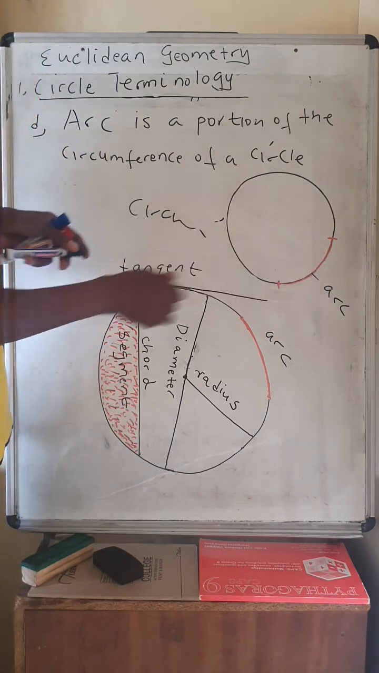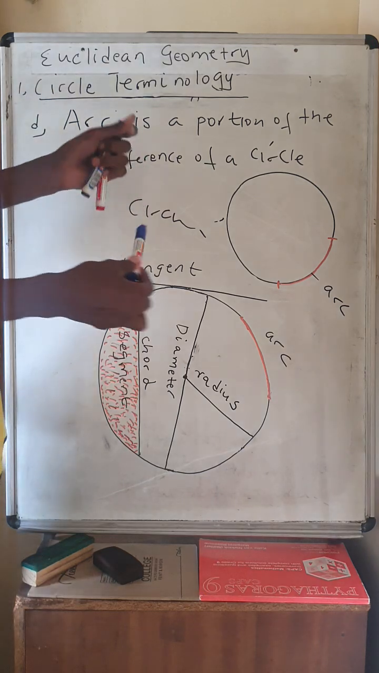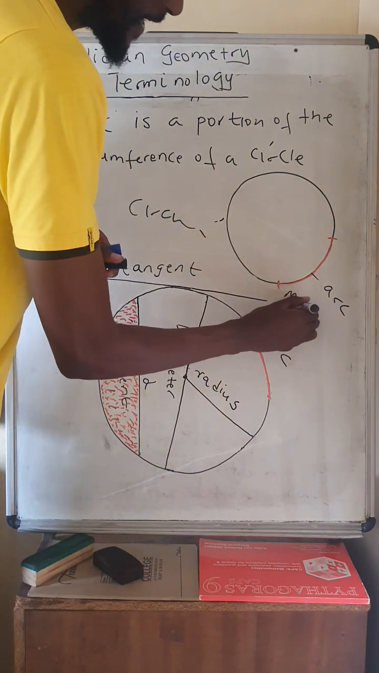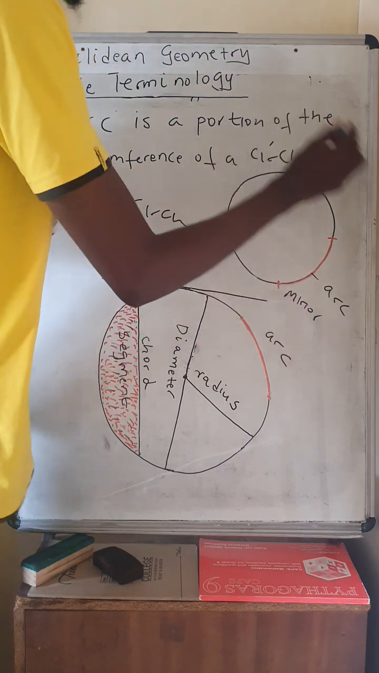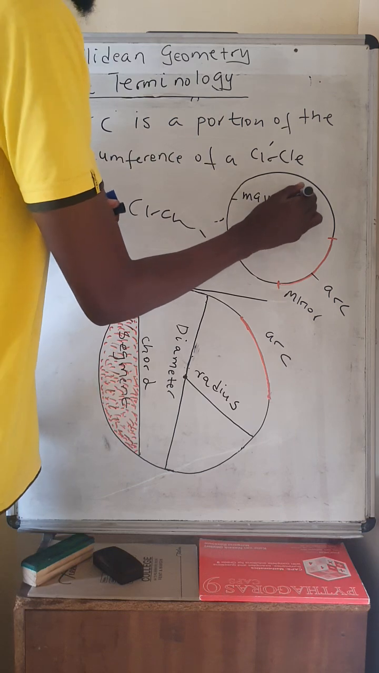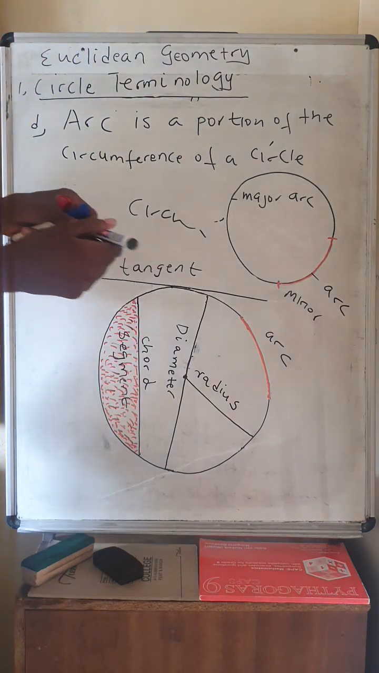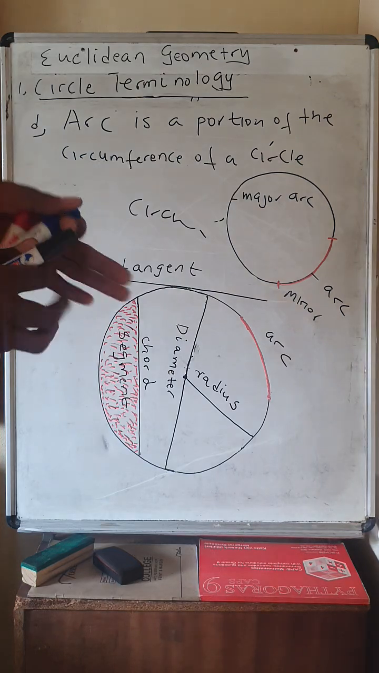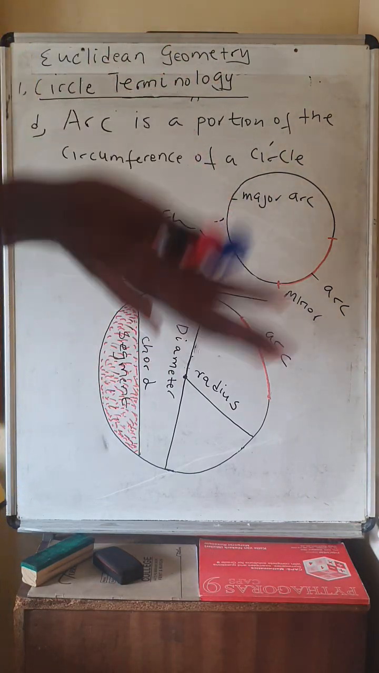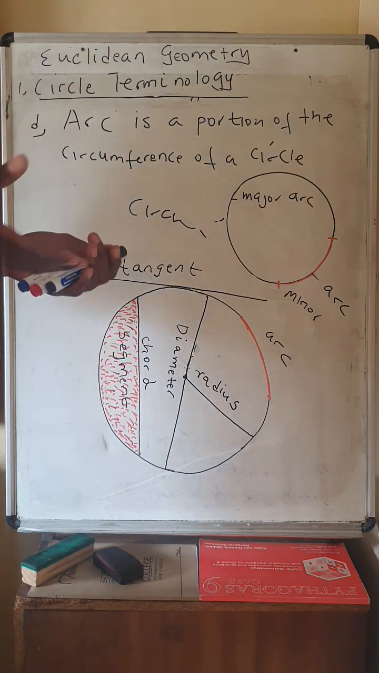So I've got this arc and this arc. The smaller arc is always called what? A minor arc. The smaller arc is called a minor arc, and the bigger arc is called a major arc. So the black one becomes a major arc, and the smaller one becomes a minor arc. So that's what an arc is: a portion of the circumference, not the entire circumference, just a portion.